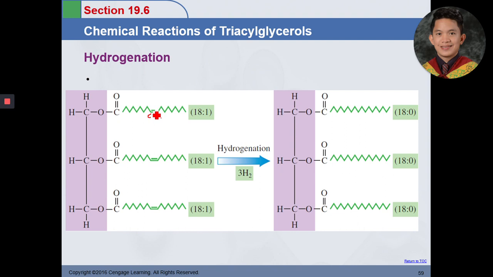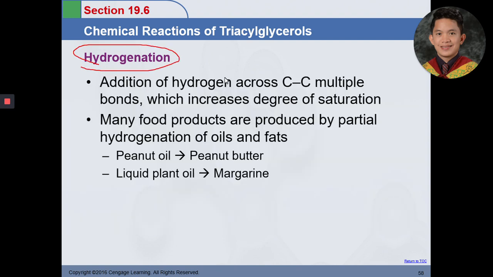Now, the thing about adding hydrogen to different oils and fats is that it increases their degree of saturation, thereby also increasing their melting point. That is why liquid plant oils, for example, when hydrogenated, become margarine, which is usually solid at room temperature.